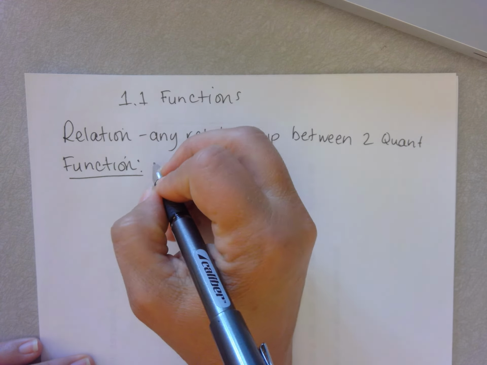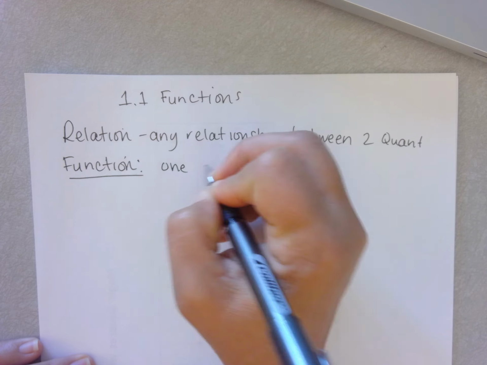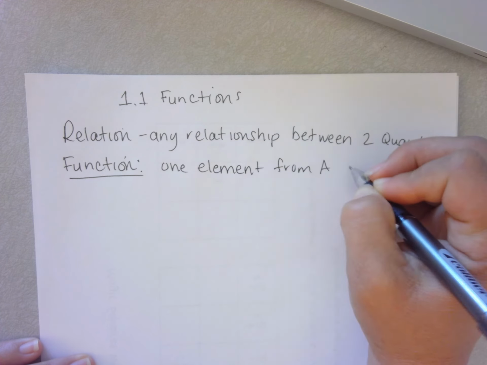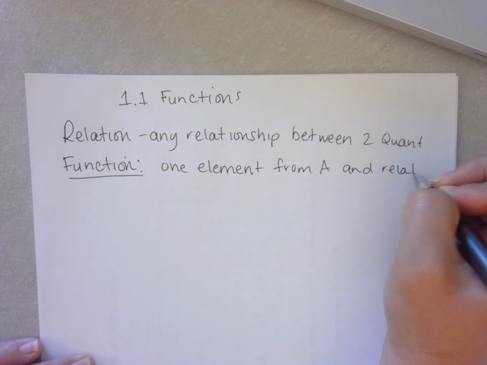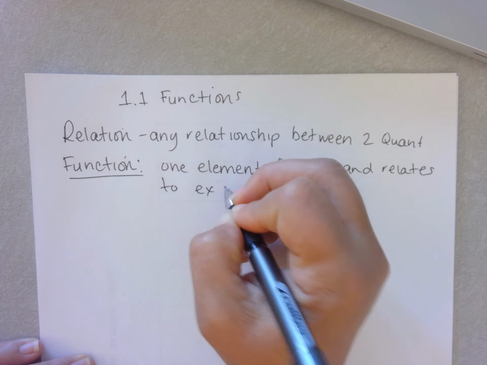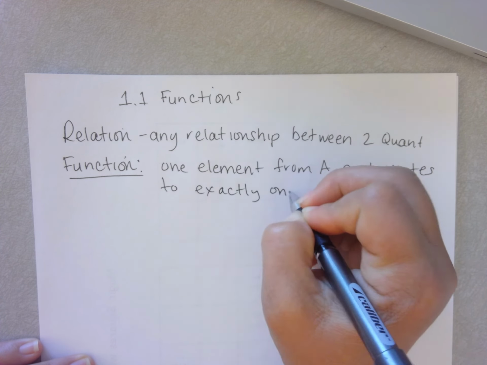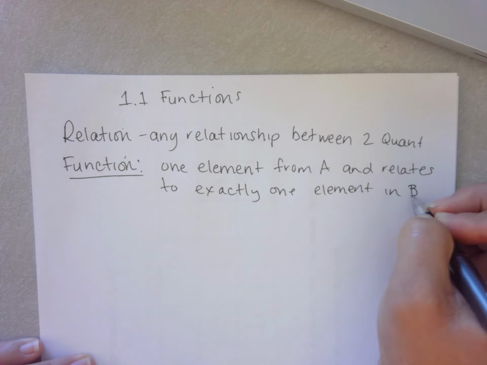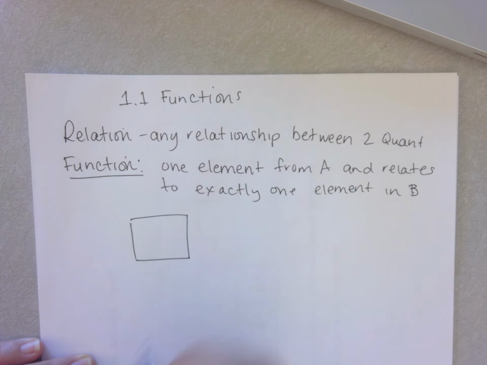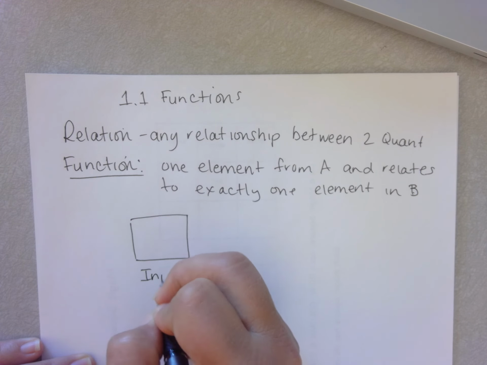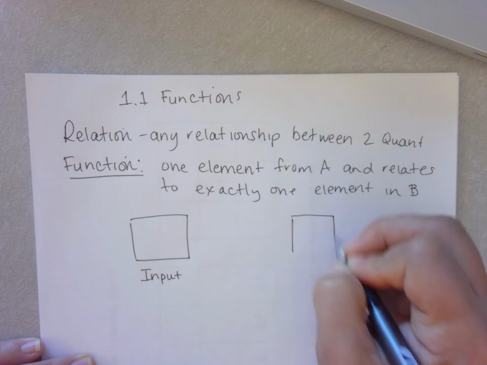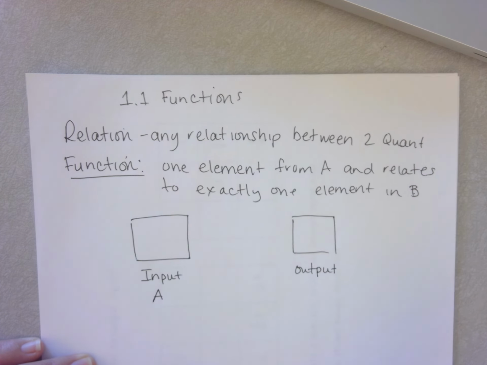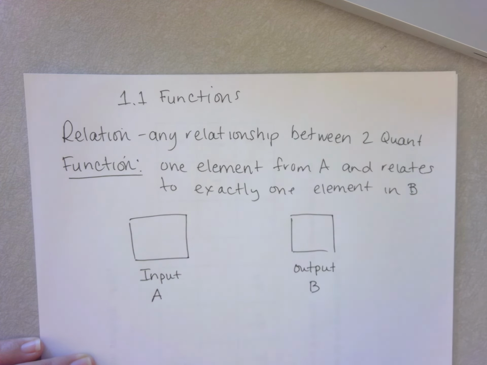So basically it takes one element from A and relates it to exactly one element in B. Set A is what we're going to input, and here's set B, which is our output. So our input is from A and our output is from B.